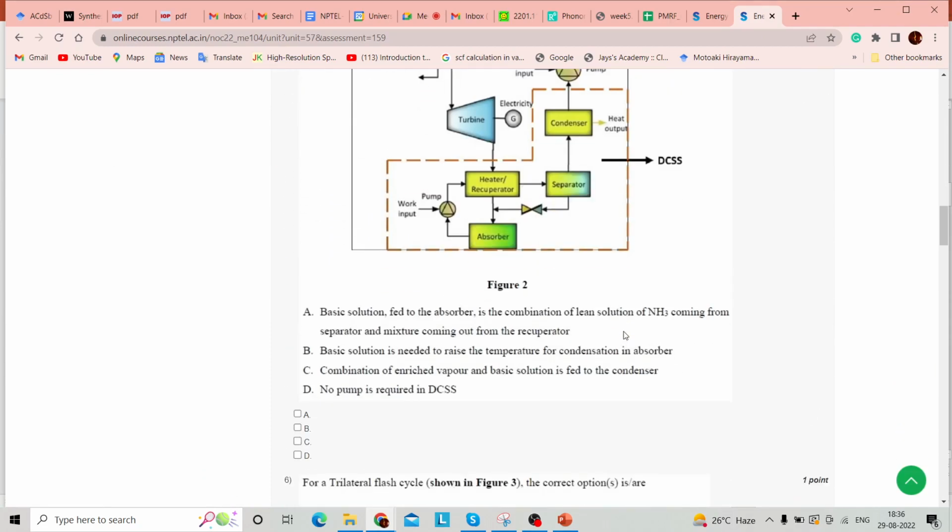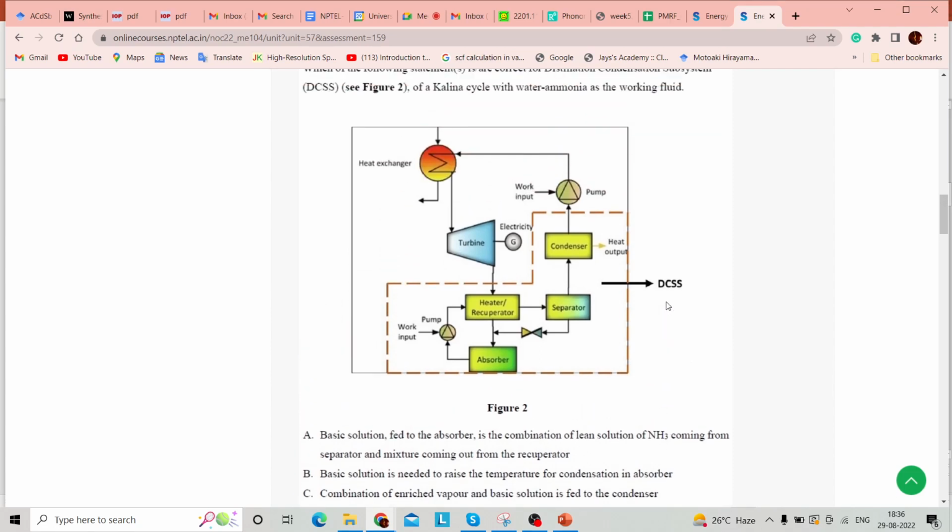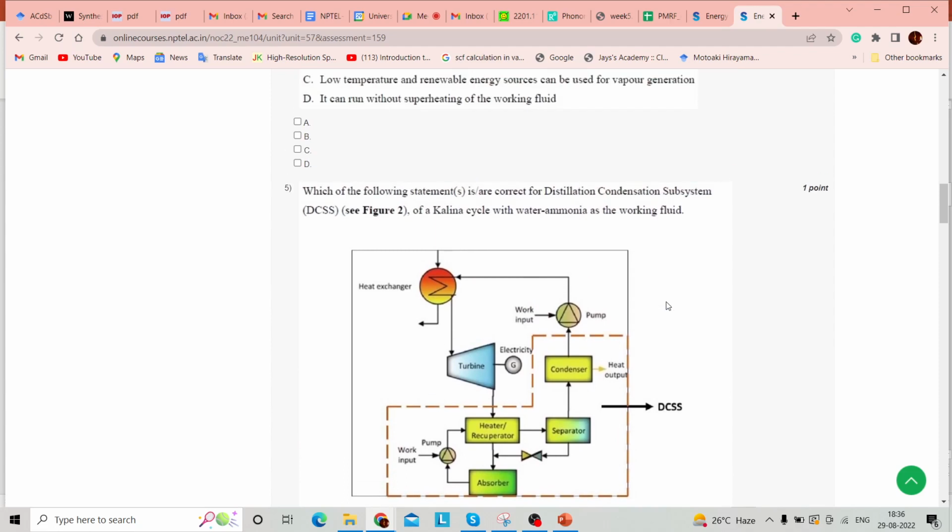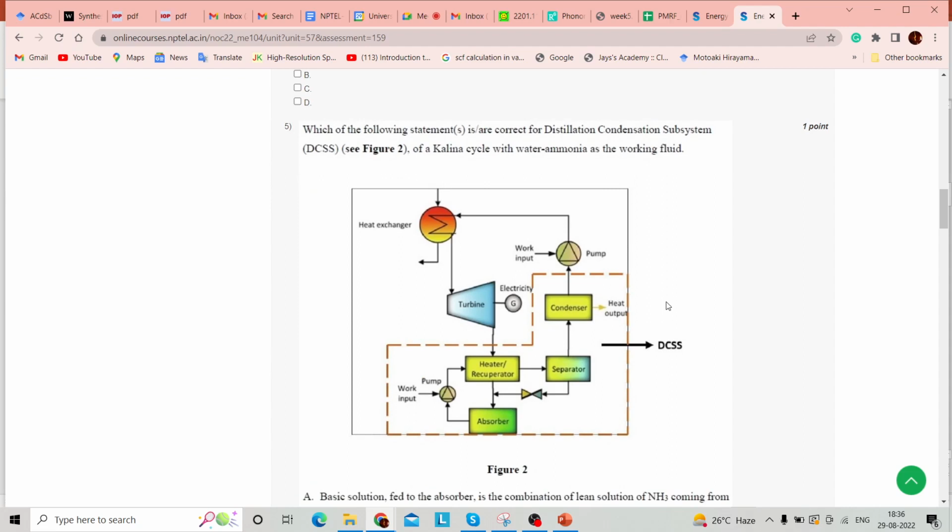Answer is 315.5 Kelvin. Say it in degree Celsius. Please tell in degree Celsius. 42.5. Week 5, fifth question. Okay, that circuit you are saying.